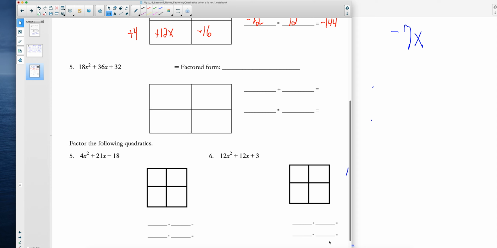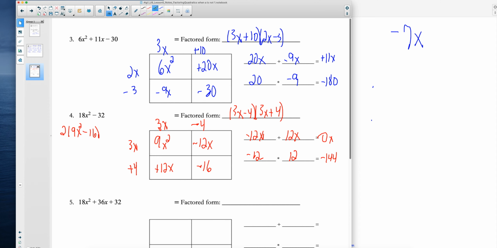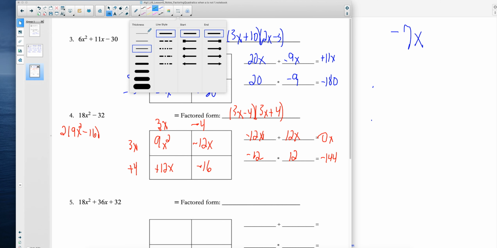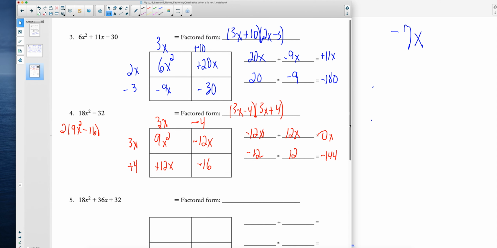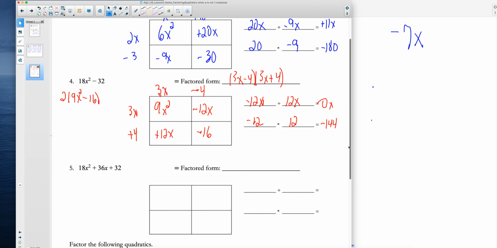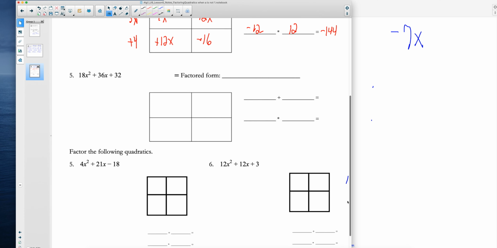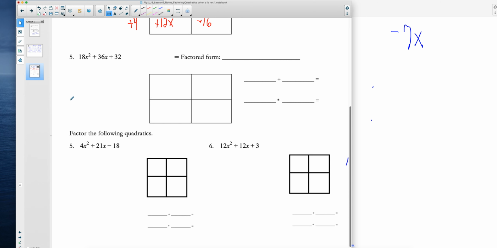All right, now number 5. If you had trouble with number 5, it's kind of a bad problem and a good problem all in one. The point of number 5 is that it does have a GCF. All right, so there is a GCF here, and that GCF is 2. So I'm going to take the 2 out here.